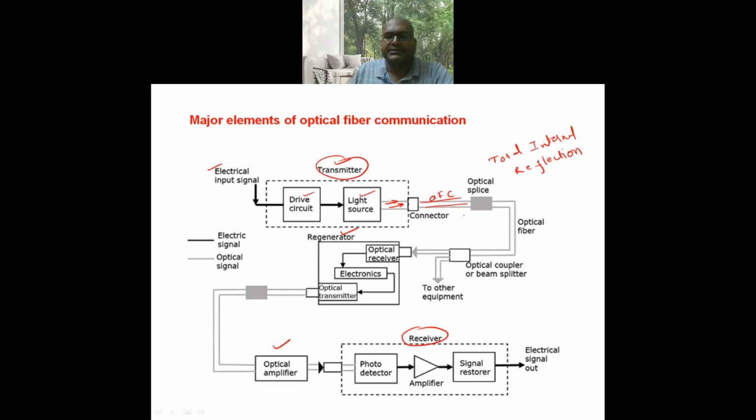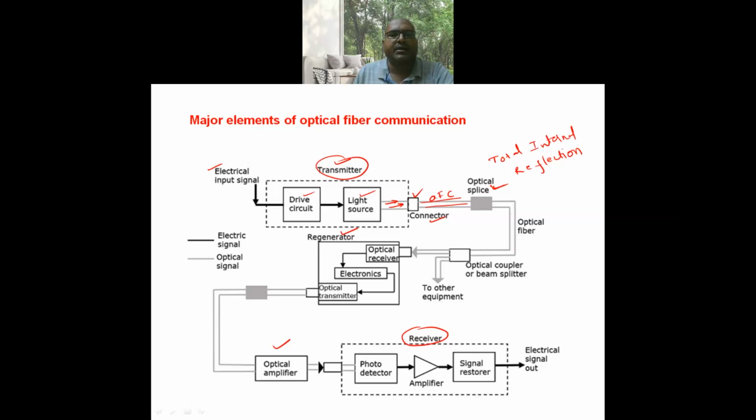And here, the other blocks required for optical communication are optical fiber connectors, which are useful in short distance communication, and optical splice, which is useful in long distance communication. Optical splice is a permanent joint between two fibers, which is useful for long distance communication. For short distance communication, like communication within the building, connectors are used.